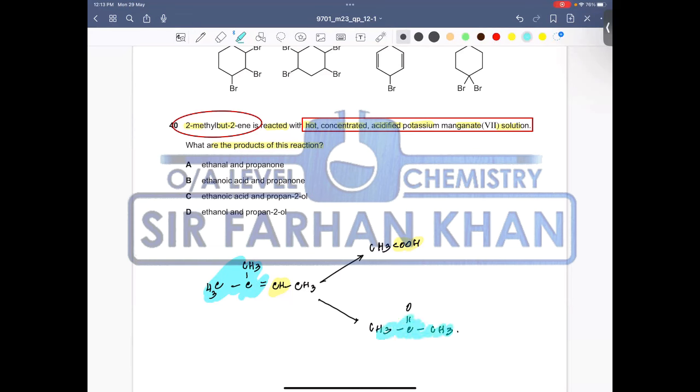The whole structure will remain as it is. Only oxygen is added. So we have ethanoic acid as a product. So where is ethanoic acid? Ethanoic acid is here. Ethanoic acid is here. So A and D are absolutely incorrect. We have propanone. A 3 carbon atom ketone is basically propanone. So where is propanone? Propanone is here. Propanone is here. So B is going to be the correct option.